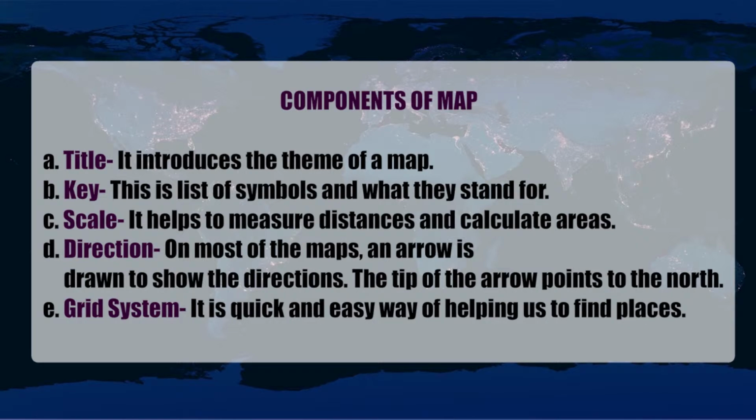Components of map. Title. It introduces the theme of a map. Key. This is list of symbols and what they stand for. Scale. It helps to measure distances and calculate areas. Direction. On most of the maps, an arrow is drawn to show the directions. The tip of the arrow points to the north. Grid system. It is a quick and easy way of helping us to find places.